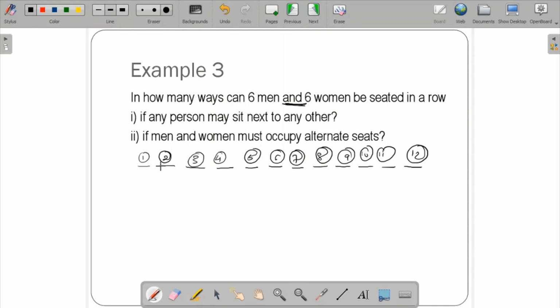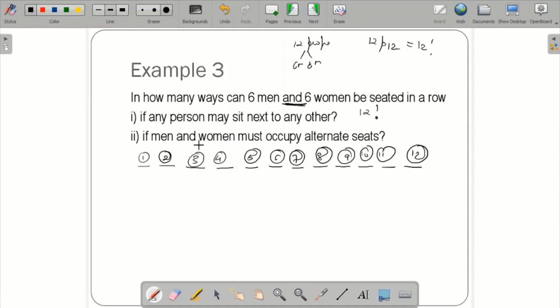First question. There is no criteria, I just want to arrange these 12, that means total 12 people are there. Under that 6 men and 6 women, any person can be seated anywhere. So it is nothing but 12p12, that is 12 factorial ways. It cannot be 6 factorial into 6 factorial, because there is no condition, any person may sit next to any other. It did not tell that one should occupy odd place only, one should occupy even place only.